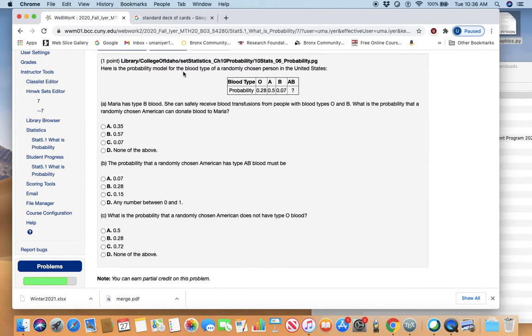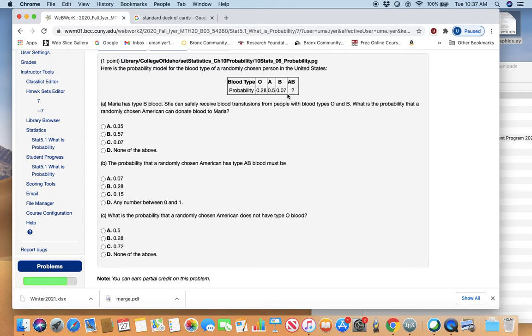Here is a probability model for the blood type of a randomly chosen person in United States. Okay, these are all the probabilities. Blood type O, A, B, AB. O has this probability, B has this probability, A has this probability, B has this probability. AB, we don't know. Well, we do know probability of everything is 1. So this is 1 minus this, minus this, minus this. That's how you would calculate this.